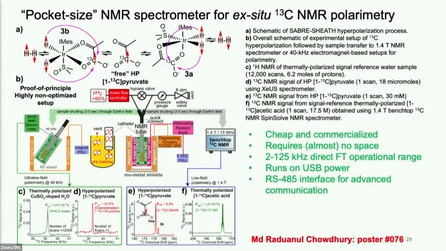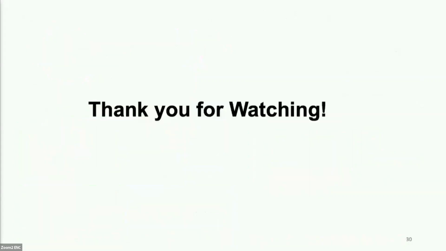So the advantages here: it's a cheap and commercialized device. It requires almost no space, operates in the kilohertz range, runs on USB power. You don't really need anything else. And everybody's showing their NMR spectrometers, I feel like we had to develop our own too. So thank you very much for watching, and I would really enjoy your questions.